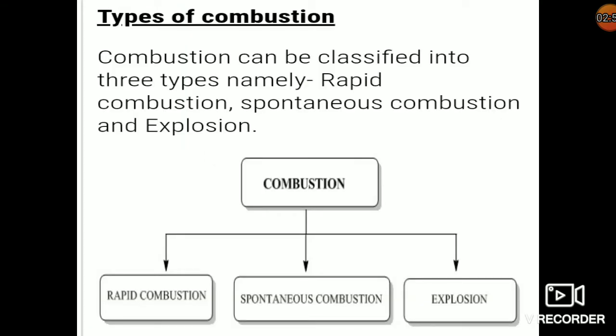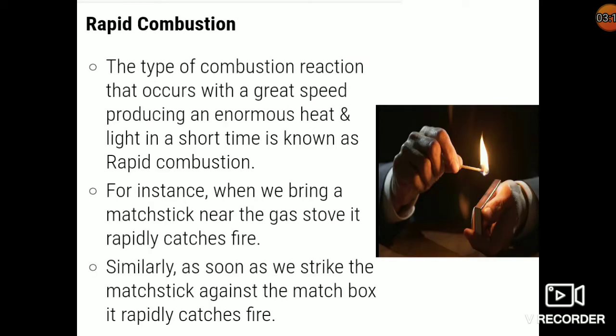Next we'll see the types of combustion. There are three types of combustion. One is rapid combustion, another is spontaneous combustion, and the third one is explosion. So if you are asked how many types of combustion there are, there are three types: rapid, spontaneous and explosion. Now let's see what rapid combustion is.